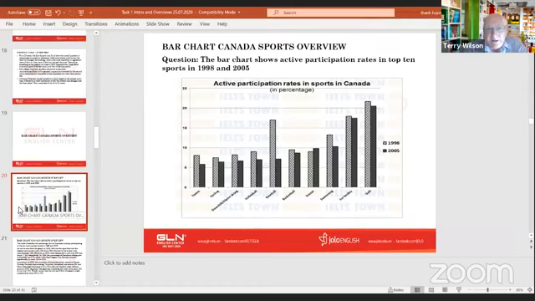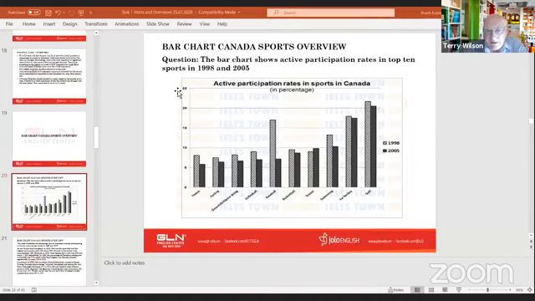So we have a time period here. Therefore, this is a dynamic diagram. So the diagram is titled Active Participation Rates in Sports in Canada in Percentages. And 1998 are the columns with the crossed lines, and 2005 the black ones.